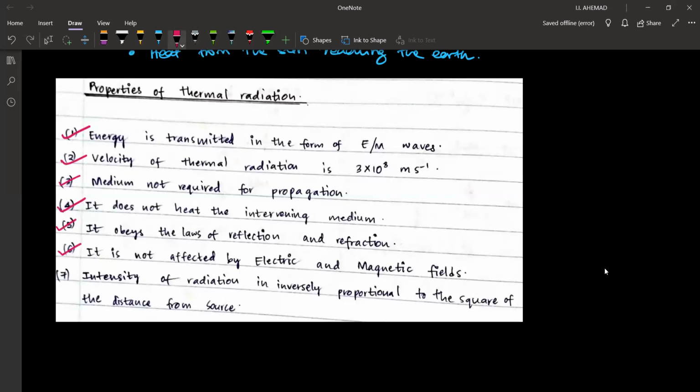Next, the intensity of radiation is inversely proportional to the square of the distance from the source. So that means the intensity I is inversely proportional to the square of the separation. When you're at a distance r, if the intensity you felt is I, when you go to a distance of 2r, the intensity will decrease by 4. Inversely proportional to the square of the distance from the source.